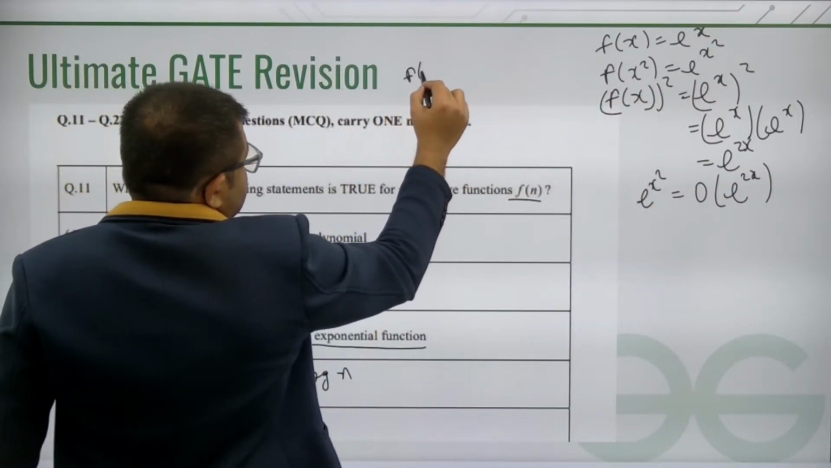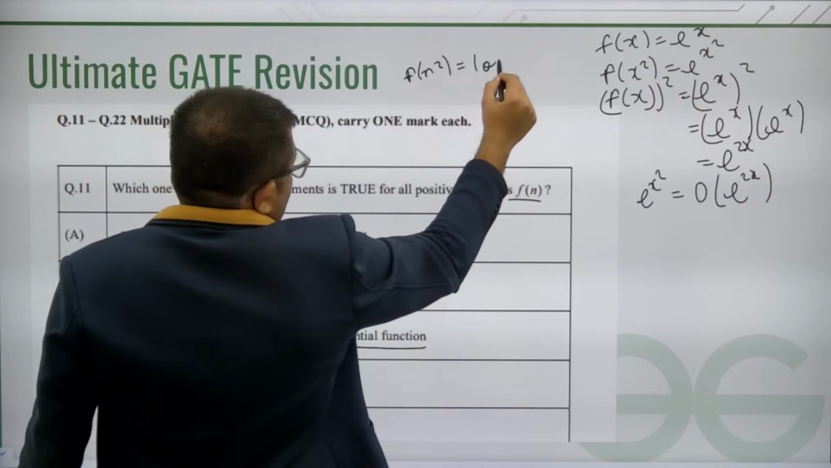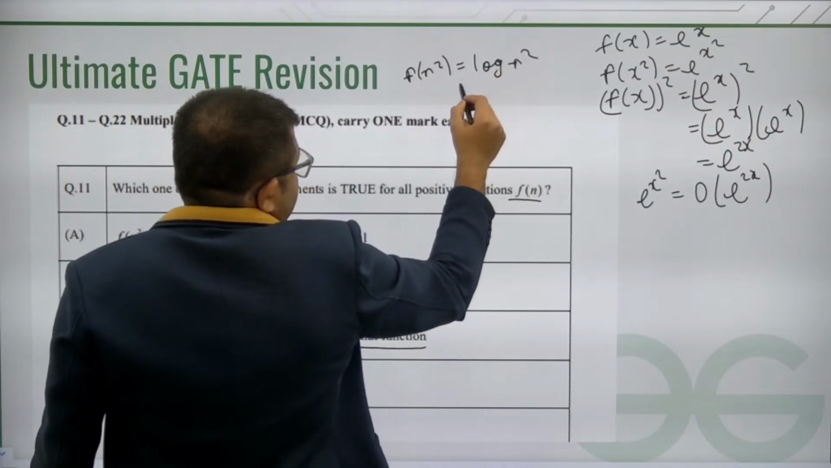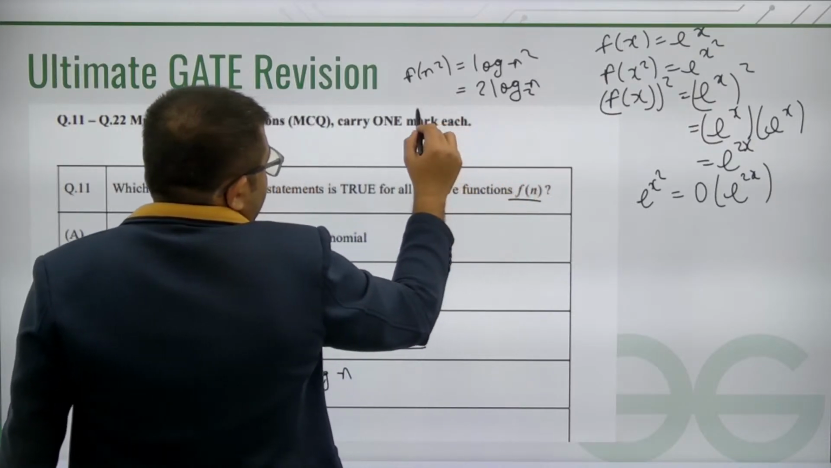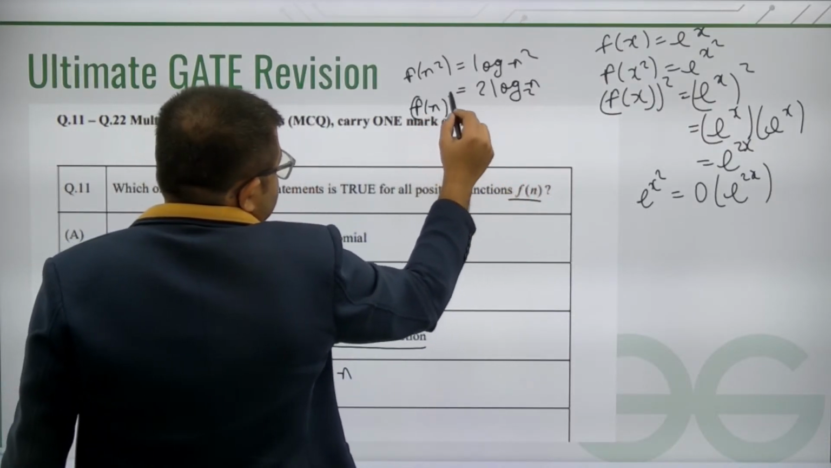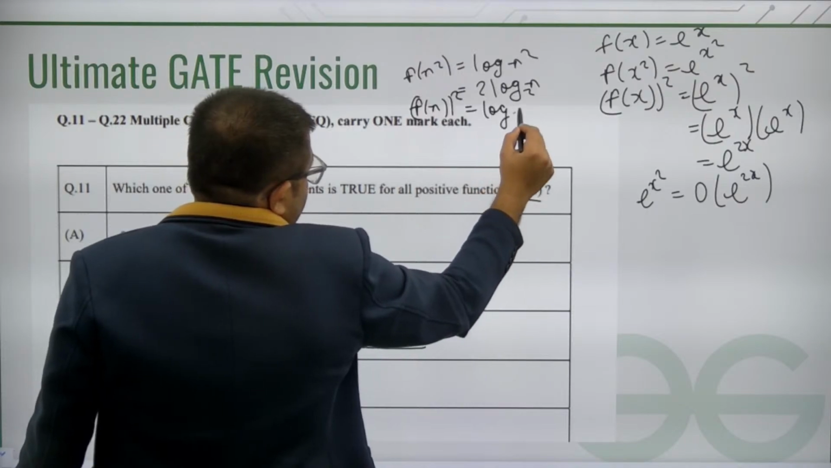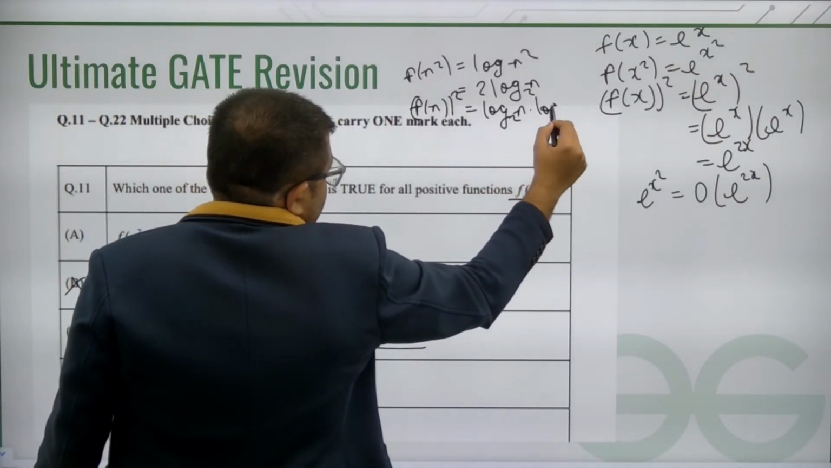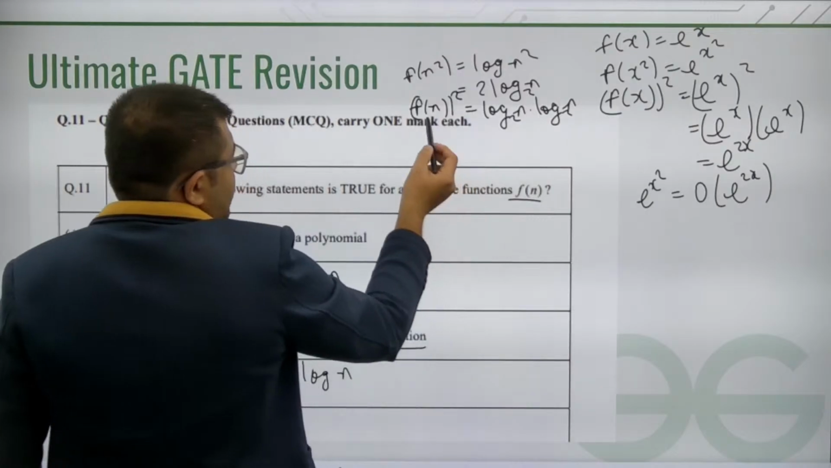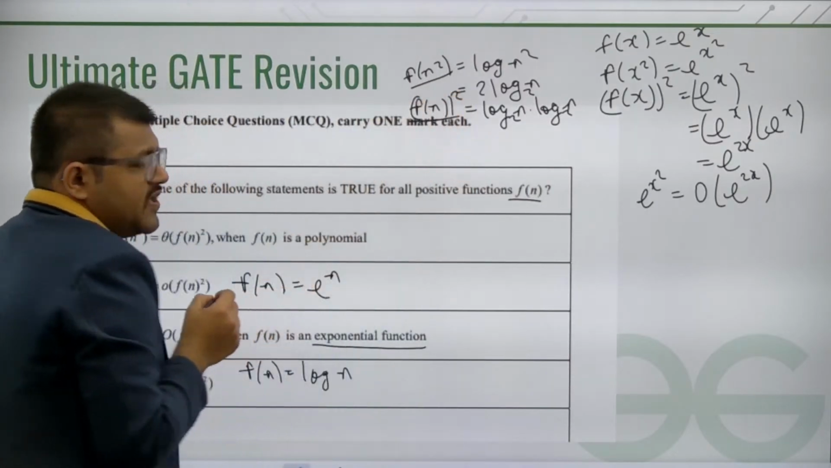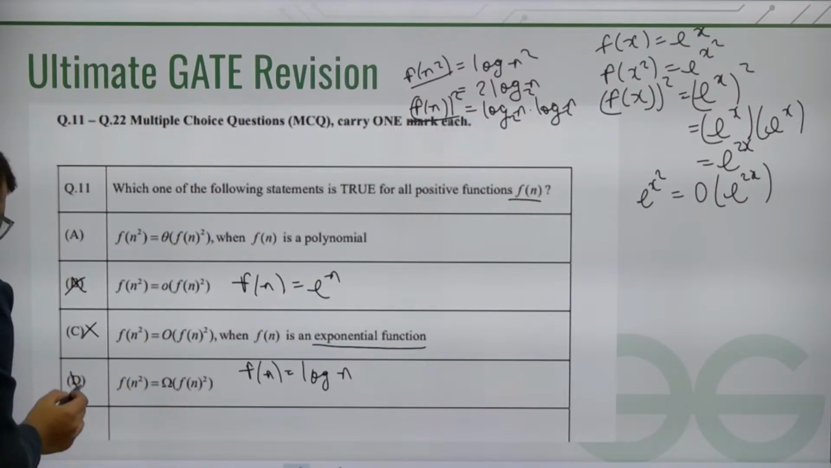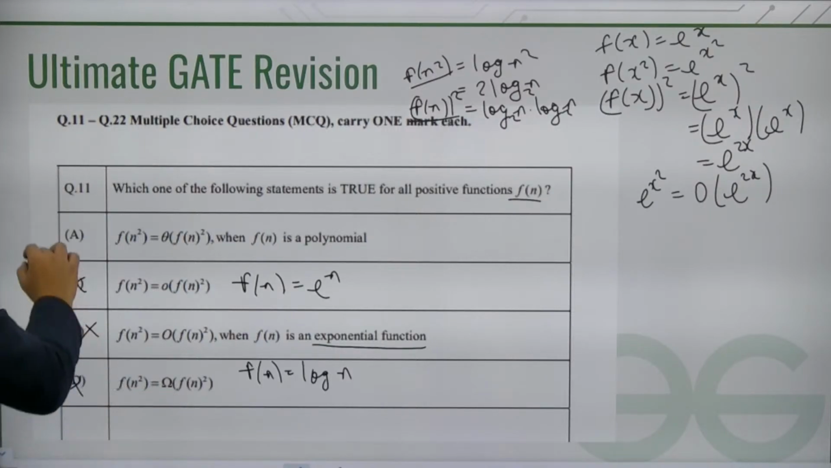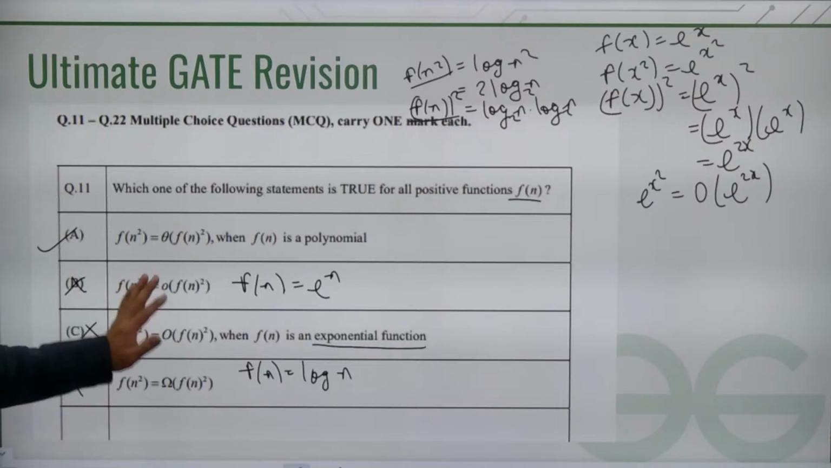f of n square would be what? Log n whole square, which is equal to 2 log n, and f of n whole square is what? Log n whole square, it is log n into log n. So f of n whole square is bigger than f of n square, so it cannot give a lower bound, it can give an upper bound. So this statement is also false, and hence your option A is correct by elimination.